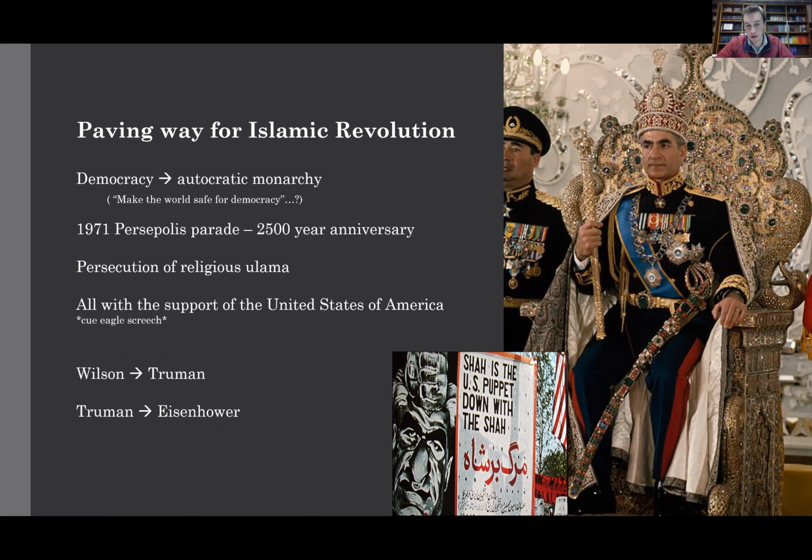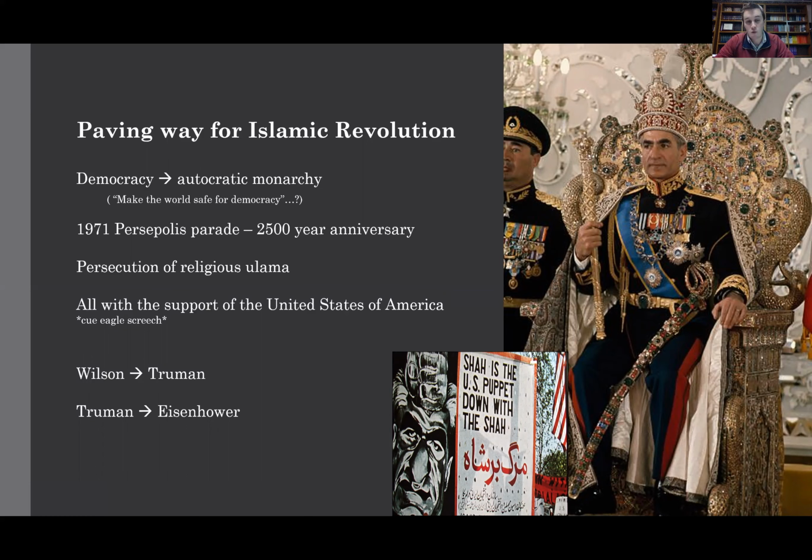But you see in this picture here what's called the Peacock Throne, which is apparently something that the Persians used to have. And so he's using deep, old Persian symbolism and language and so forth, trying to secularize the state and using symbolism that was pre-Islamic.